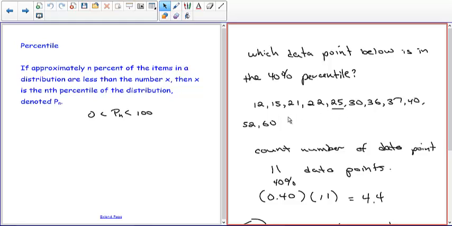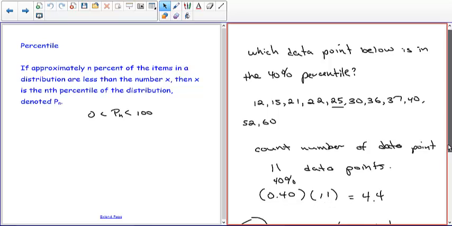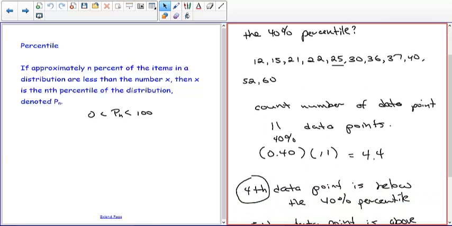So what you do is you take a set of data and you order it. First thing you have to do is order it from smallest to largest, which is already done. And you count the number of data points, which in this case is 11, and then you multiply the number of data points by the percentile in decimal form. So 40% is the same as 0.4. So you take 0.4 times 11, which is 4.4, and you always round up. So we round up to the 5th data point. Okay, so that's where I went wrong.